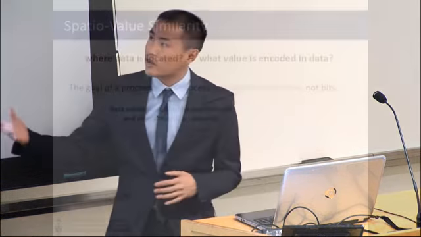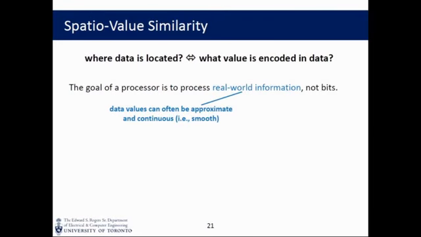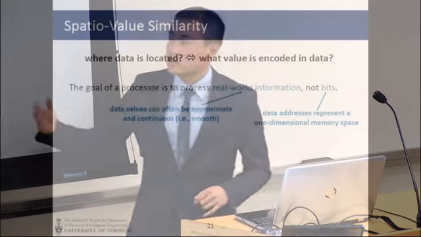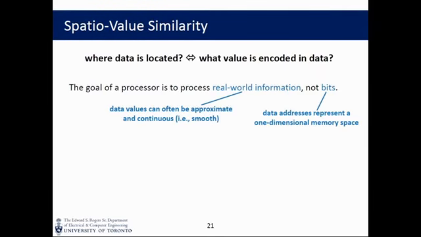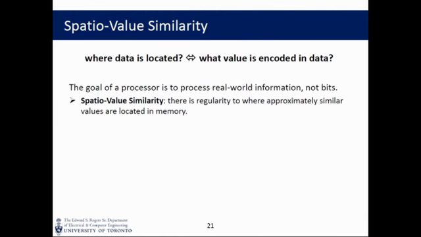So to answer that, we recall that the goal of a processor is to process real-world information, not bits. So what this means, first of all, is that data values can often be approximate and continuous, or smooth in their nature. And secondly, when we encode this in the digital world, these are simply just data addresses represented along a one-dimensional memory space. So if you combine those observations, you could imagine that there is considerable regularity to where values that are similar happen to be located when we flatten them out into one-dimensional memory.